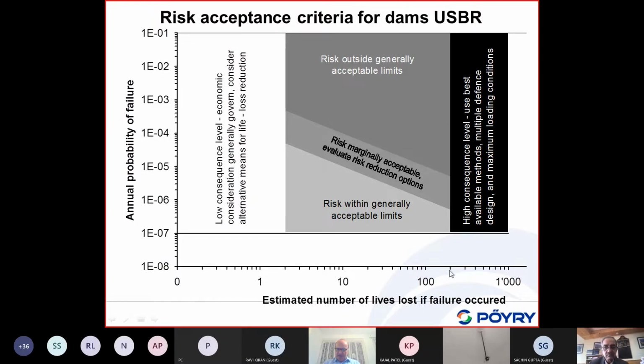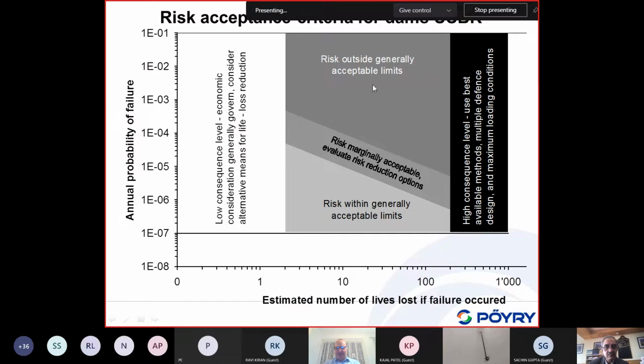What is given here is lives lost, and on the vertical axis is the annual probability of failure. If I said, for example, the probability of failure of the spillway in the event is 10 to the power minus 2, about 2%, we would be, in a risk assessment, outside generally acceptable limits. So you would have to work on that issue, and we see the risks which would still be within limits are with probability of failures of 10 to the power minus 5 and smaller. And of course the acceptable probability of failure decreases when the number of people killed is increasing.